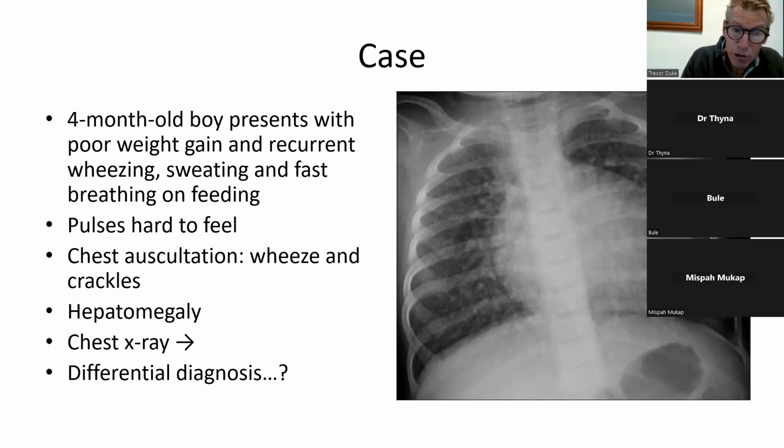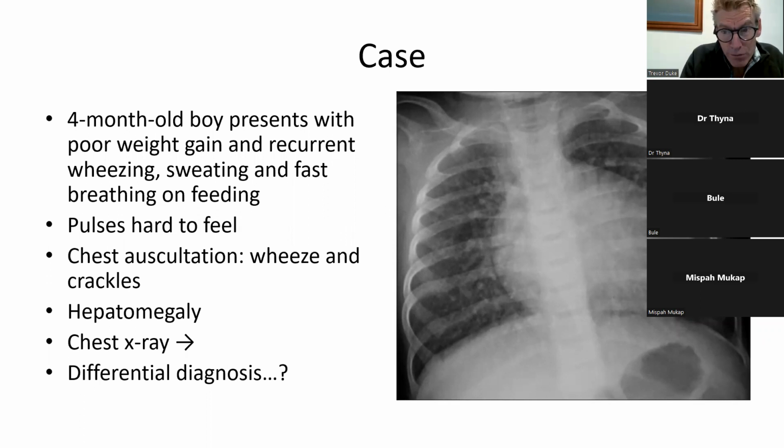When he presented, his pulses were, you could feel them, but they were low volume, I would say. And he had wheezes and crackles in his lung fields, and he had hepatomegaly, and that was his chest X-ray. Now, of course, the most common cause of this presentation is not heart disease, but probably for every 20 children you see who've got pneumonia or acute lower respiratory tract infection like bronchiolitis, this has the clinical picture of acute viral bronchiolitis.